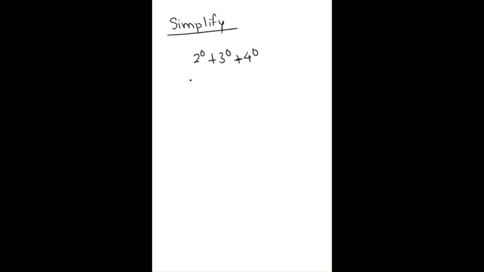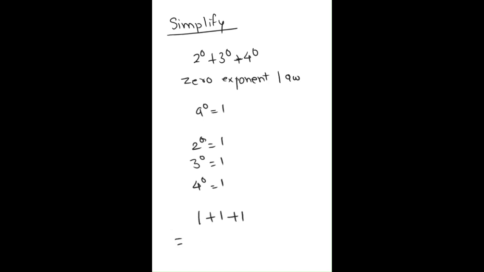Here we will apply the zero exponent law. That means any number power 0 is 1. That means 2 to the power 0 is 1, 3 to the power 0 is 1, 4 to the power 0 is 1. So here 1 plus 1 plus 1 we will have to write. That will come out to be 3.